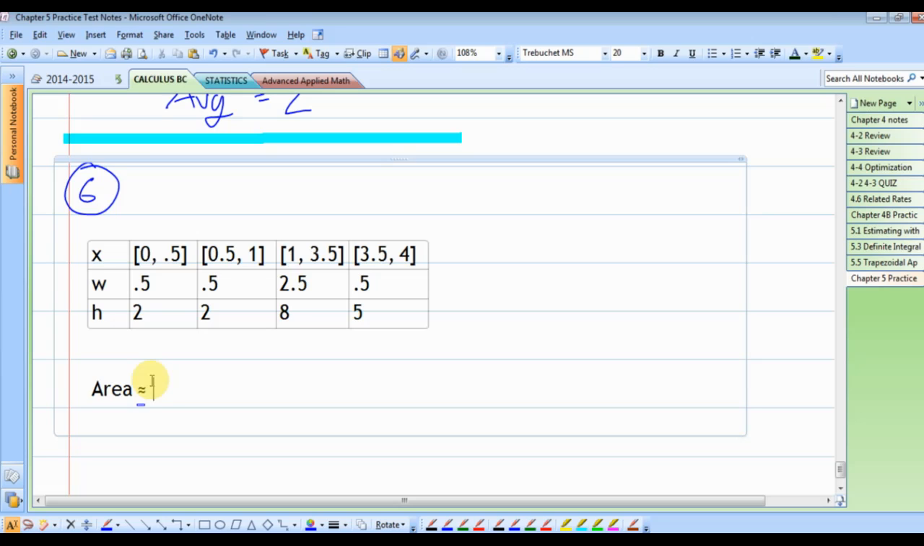Okay. Exactly. All right, so the height is equal to 0.5 times 2 plus 0.5 times 2 plus 2.5 times 8 plus 0.5 times 5. That's it, right? Great, 24 and a half.